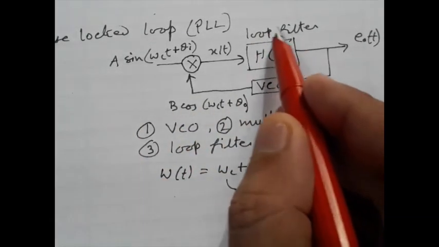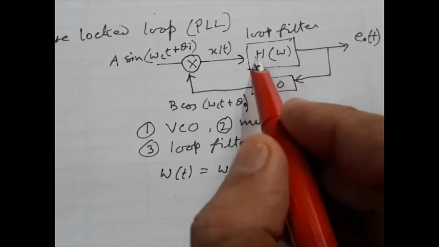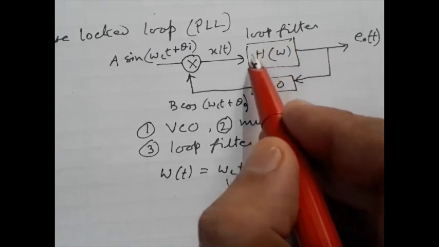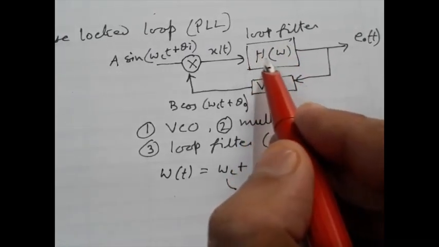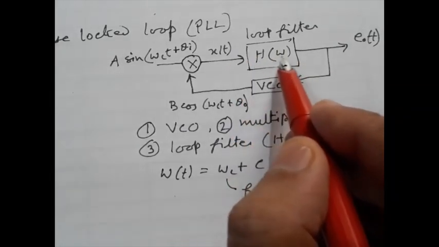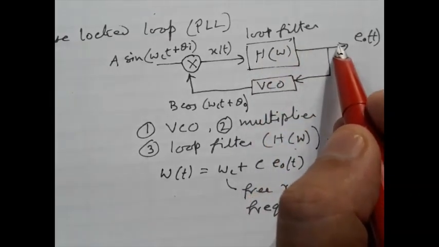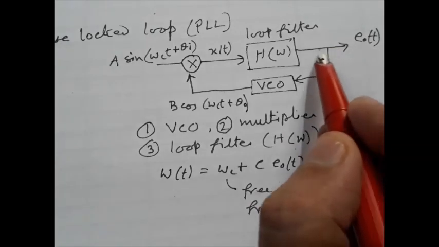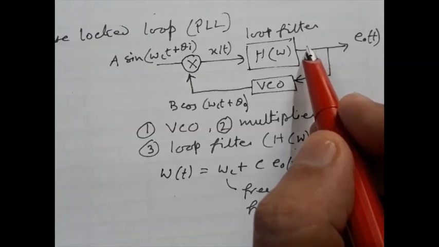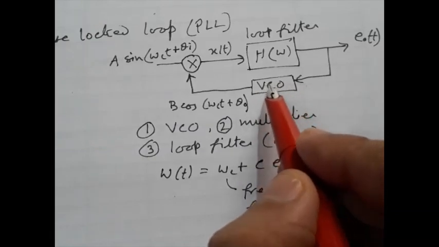This loop filter is basically a low pass filter. The x(t) is the multiplier output. So the loop filter will eliminate the high frequency components of this multiplied signal, and it will allow only the low frequency component, which is the error, to pass through this filter, so that that particular error can be used to control the frequency of the VCO.